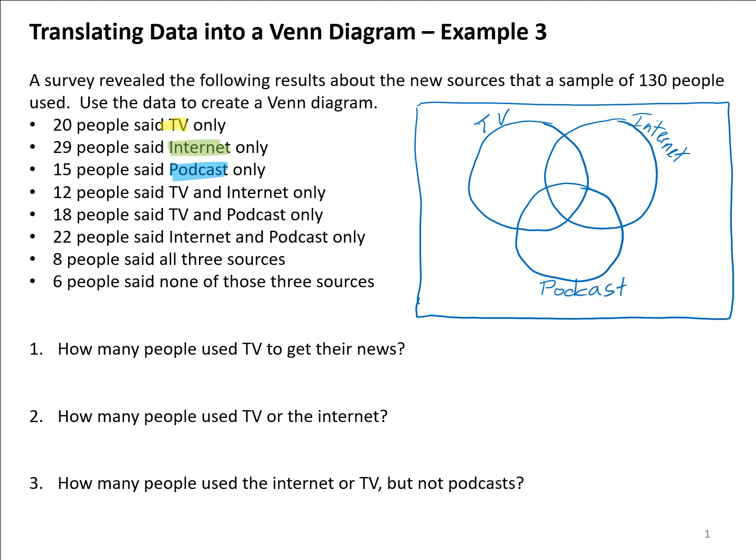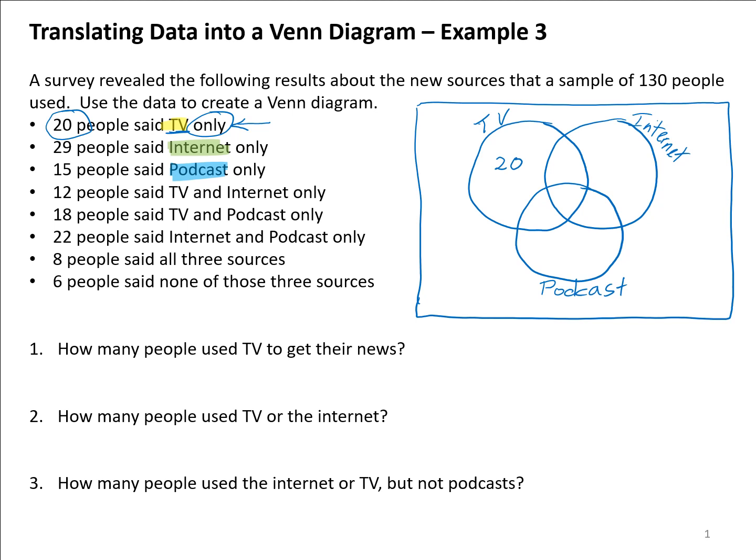The first one says 20 people said they use TV only. So these people are talking about only using TV. They're not using the internet. They're not using the podcast. So what we want to do is put 20 into only the region where you would have TV only. That would be the region for the TV circle that has no overlap, not overlapping with internet or podcast.